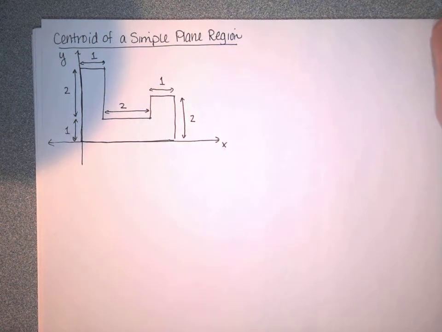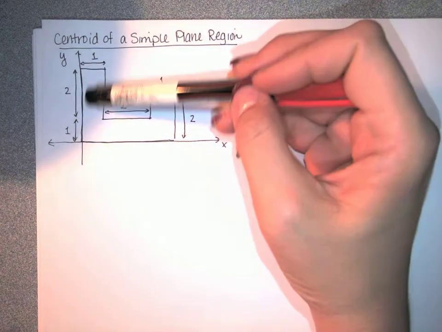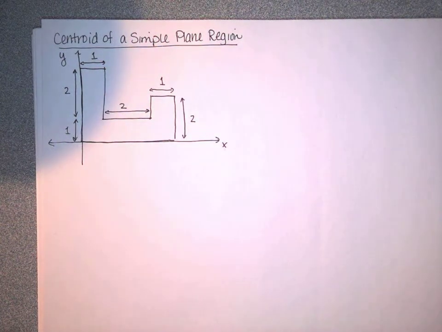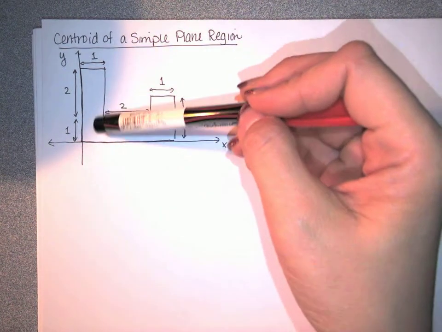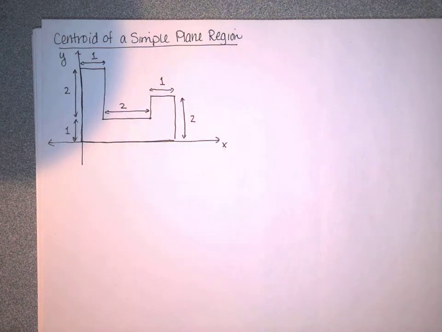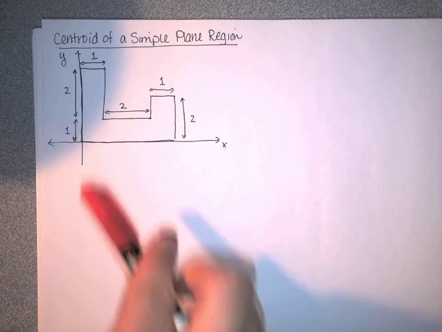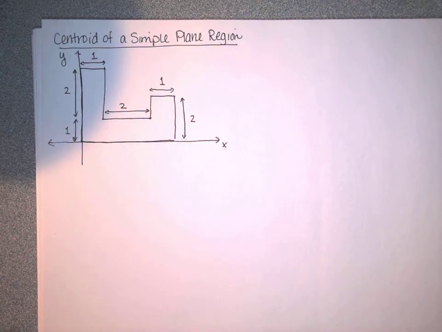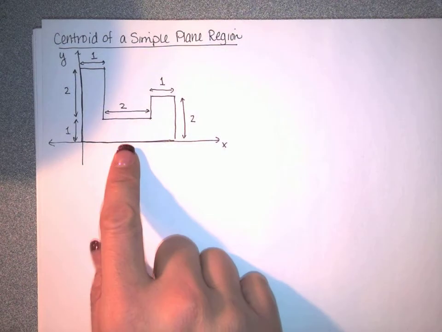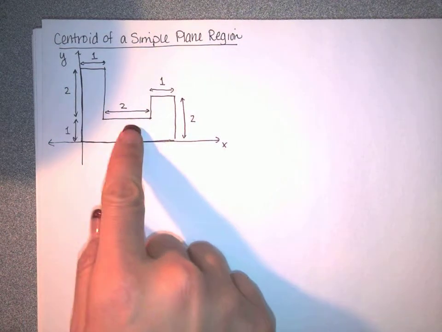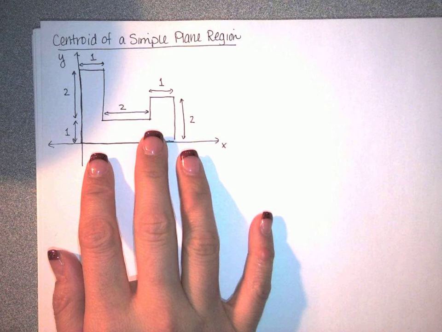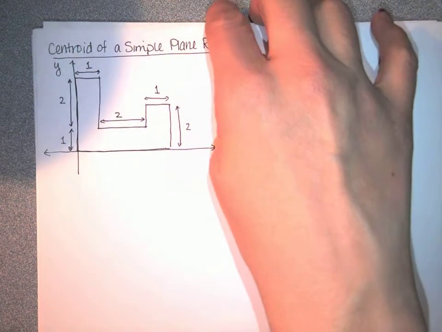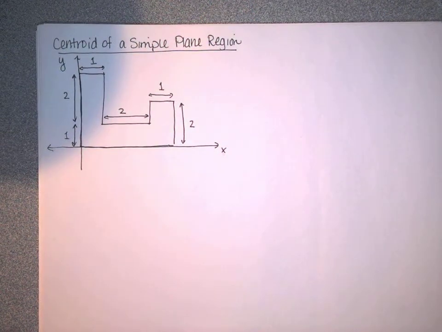And I haven't done a very good job with my picture, but this is a rectangle, and that's a rectangle, and that's a rectangle. So I've got a simple plane region, it's basically the union of these three rectangles. They're all in the same xy plane. Well, it turns out if I want to find the center of mass of this thing, all I have to do is find the center of mass of each of these, find the mass of each of those three rectangles, and then find the appropriate moments and mass of the whole thing.